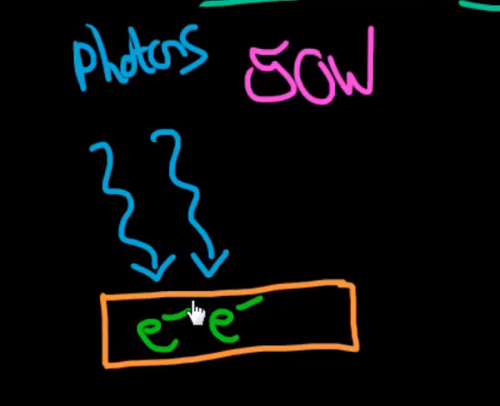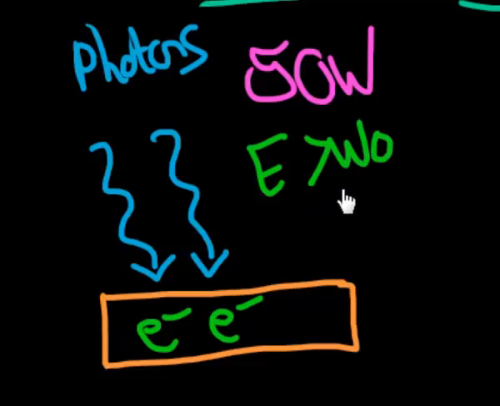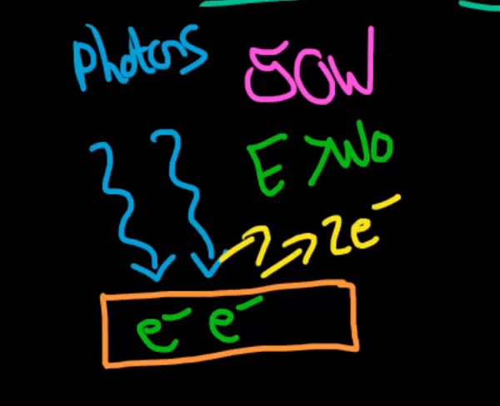So if I had a 50 watt bulb, then we would have had, in this case as an example, 2 photons coming in, striking 2 electrons. If these photons had, in this case, an energy that was greater than the work function, then we'll have 2 photoelectrons leaving at the end of the day.